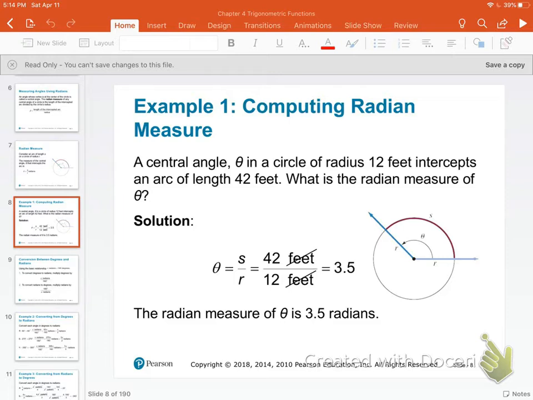This is an example to calculate radian measure. Suppose you know the arc length is 42, so S is 42. The length on the boundary is 42. And you know the radius is 12. So what's the radian measure? It is the arc length 42 divided by the radius 12, so it is 3.5 radians. If the radius is not 1, just divide by the radius to get the radian measure.